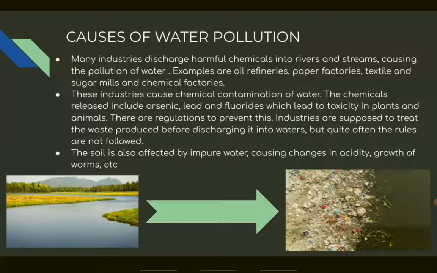Many industries discharge harmful chemicals into the water and streams, causing the pollution of water. Examples are oil refineries, paper factories, textiles, sugar mills and chemical factories. These industries cause chemical contamination of water. The chemicals released include arsenic, lead, and fluorides, which lead to toxicity in the plants and animals. There are regulations to prevent this.